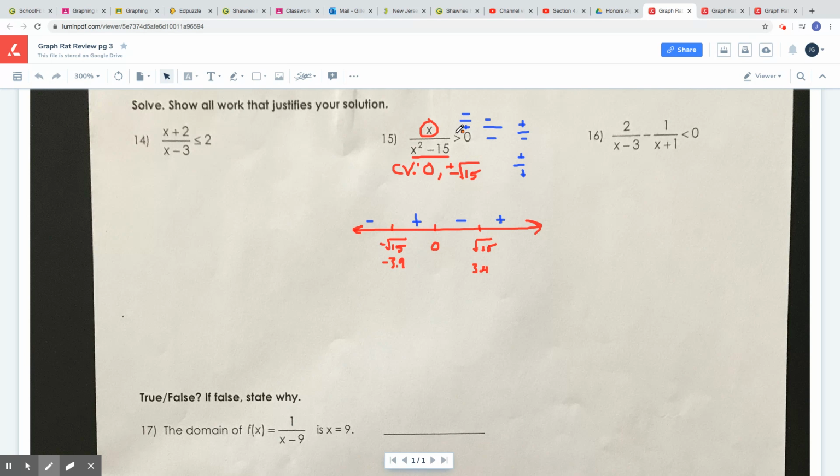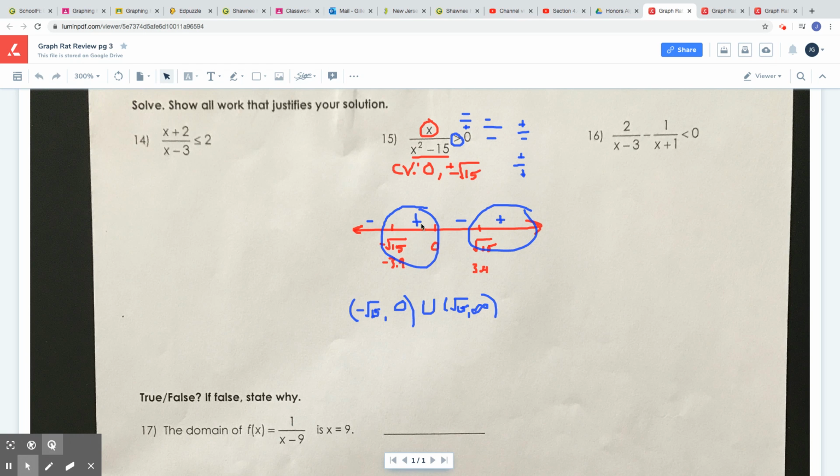So then I just look. I am looking for where it is greater than 0. What intervals are we greater than 0? Here and here. So it is from negative root 15 to 0, and these are all in parentheses because it's just greater than, not greater than or equal to, union positive root 15 to infinity. And there is our answer for 15.